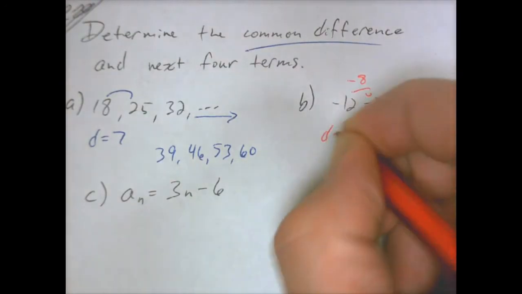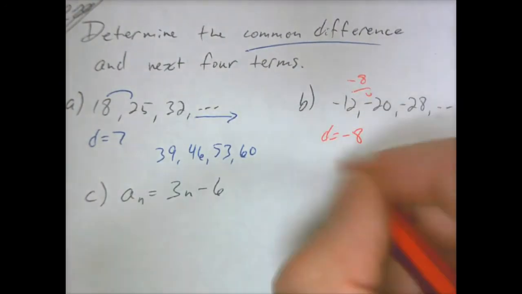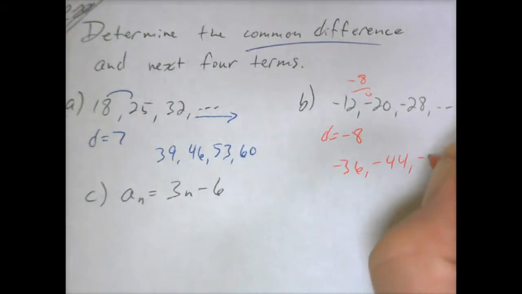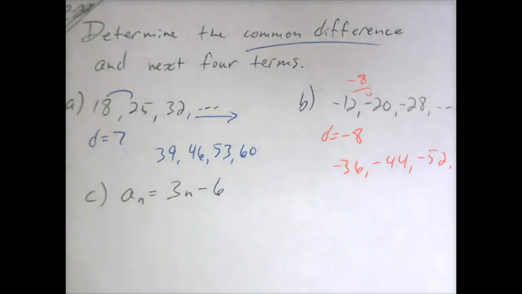For this one, it looks like it is going down 8, so my difference would be negative 8. If I continue the pattern, I would have negative 36, negative 44, negative 52, and negative 60.